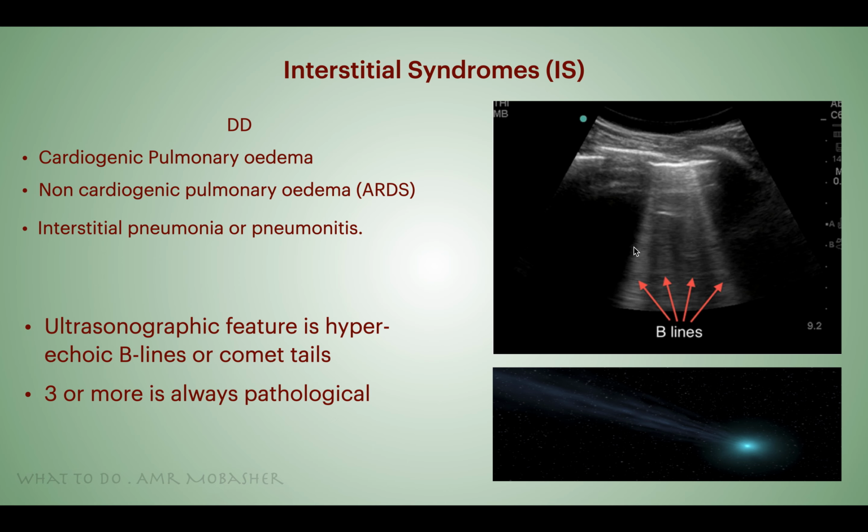The differential diagnosis here is cardiogenic pulmonary edema. In this one, the B lines would correspond to Kerley B lines in chest X-ray. And the non-cardiogenic pulmonary edema, ARDS, or interstitial pneumonia or pneumonitis. So again, hyperechoic lines should be three or more, extending from the pleural line down the whole depth of the screen. Previously, they were called comet tails. This is the comet tail.